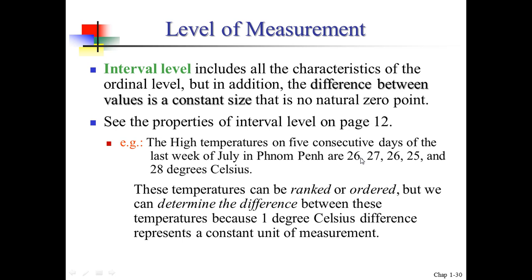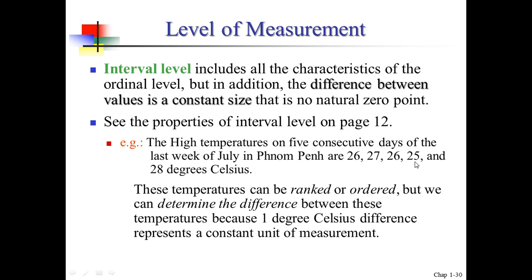First I need to rank it. It should be 25, 26, 27, and 28. You may ask, how about the other 26 here? Why do we not rank it in order? 26 and 26 here are the same. That's why we take only one. If you make it order, you can make order from A to Z, or from Z to A, or from smaller to largest, or larger to smaller.